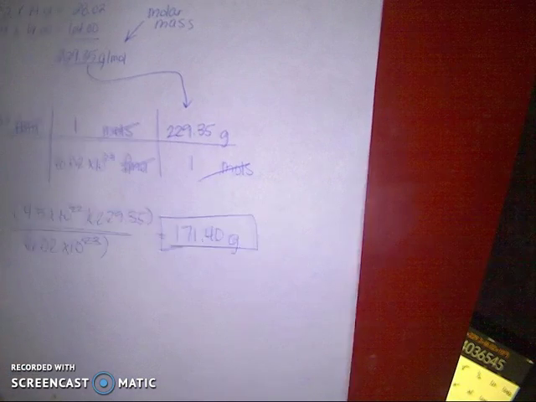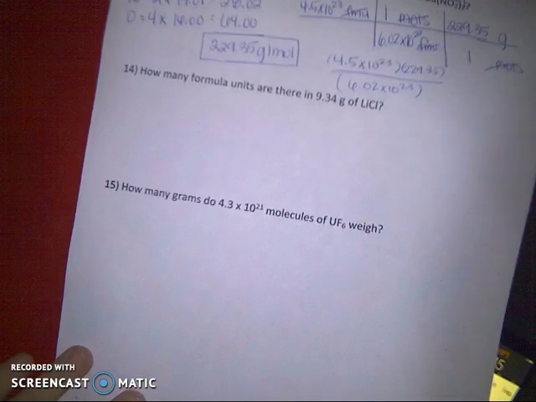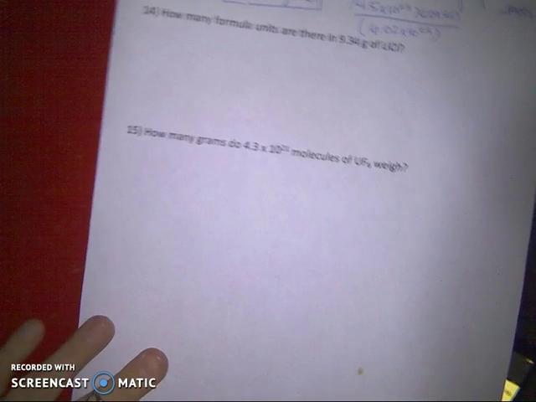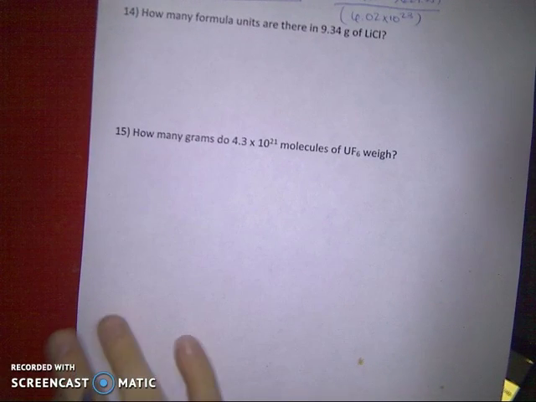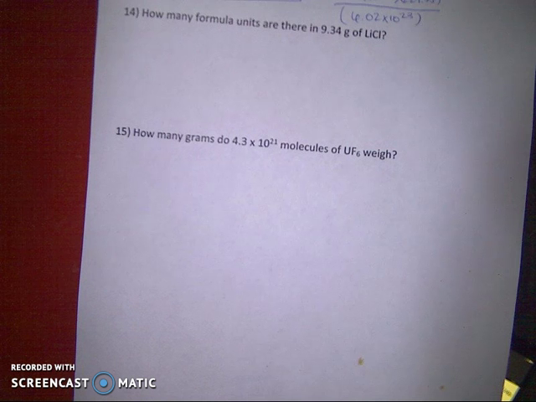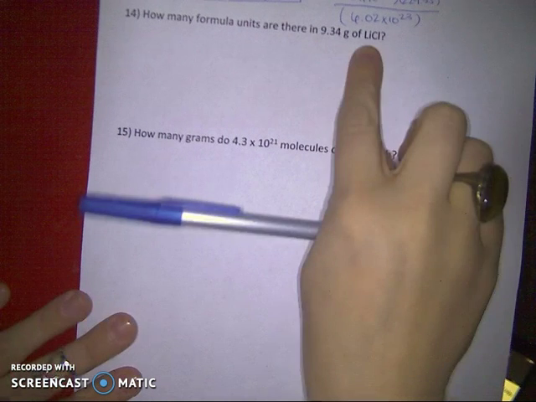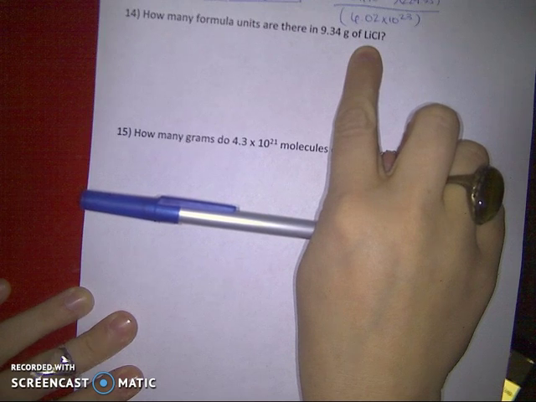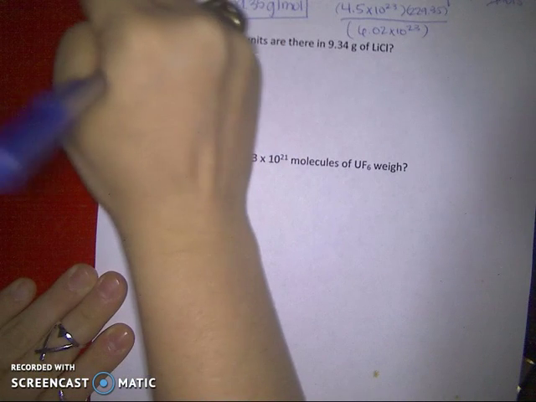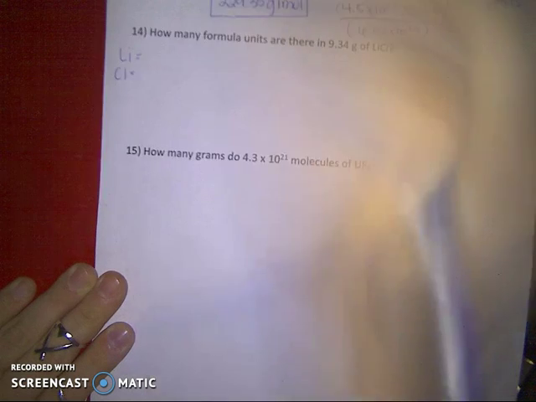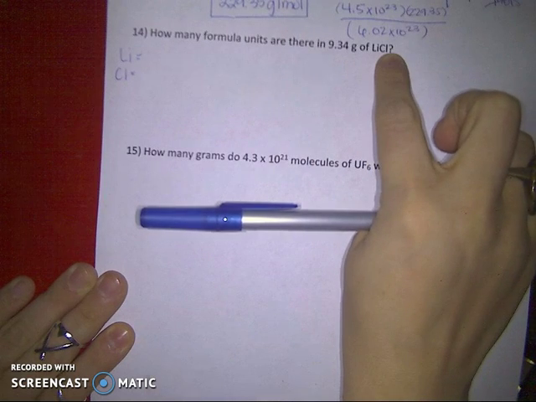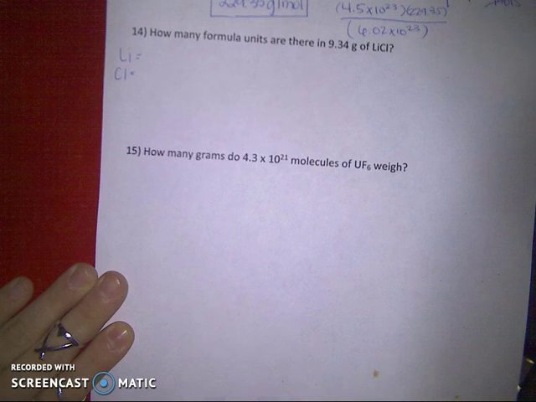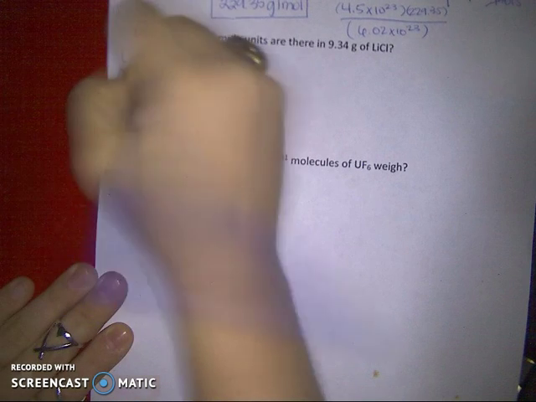Now, let's do numbers 14 and 15. Okay? So here's number 14. It says how many formula units are there in 9.34 grams of LiCl? Got to find the molecular mass or the molar mass. So break it down into elements. LiCl. No subscripts anywhere, so that tells me that it is 1 Li and 1 Cl. So I'm going to write 1 and 1.